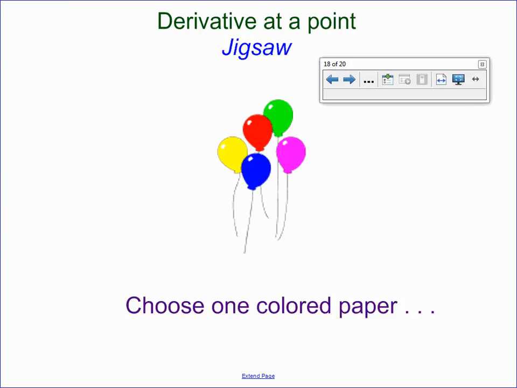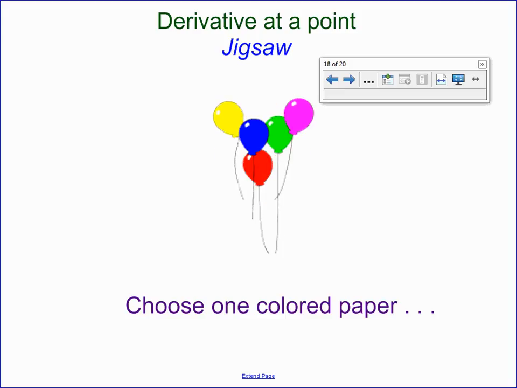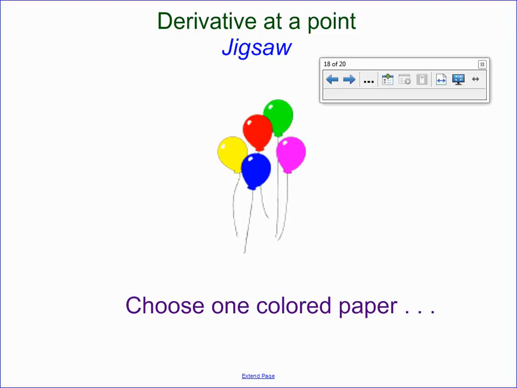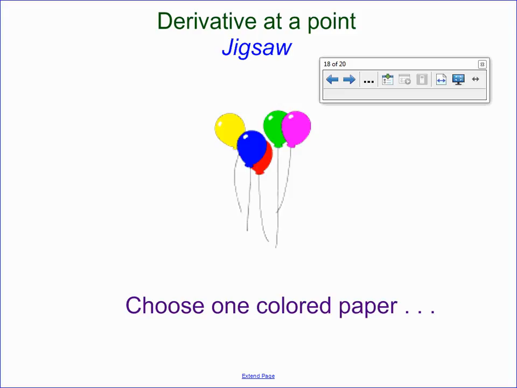So right now I'm going to distribute a little jigsaw activity. What I'm going to do is give you a random letter A, B, C, or D, and you're going to work to complete that. Then we're going to come back together and share our findings.